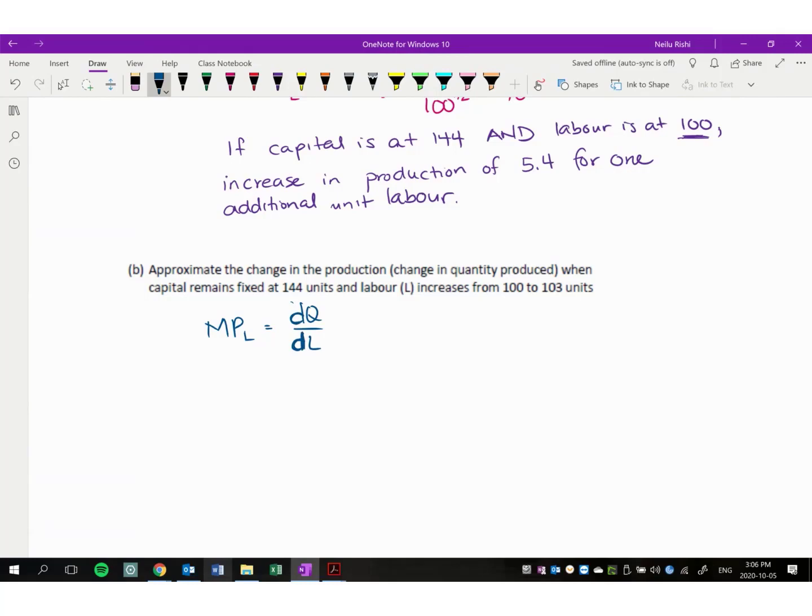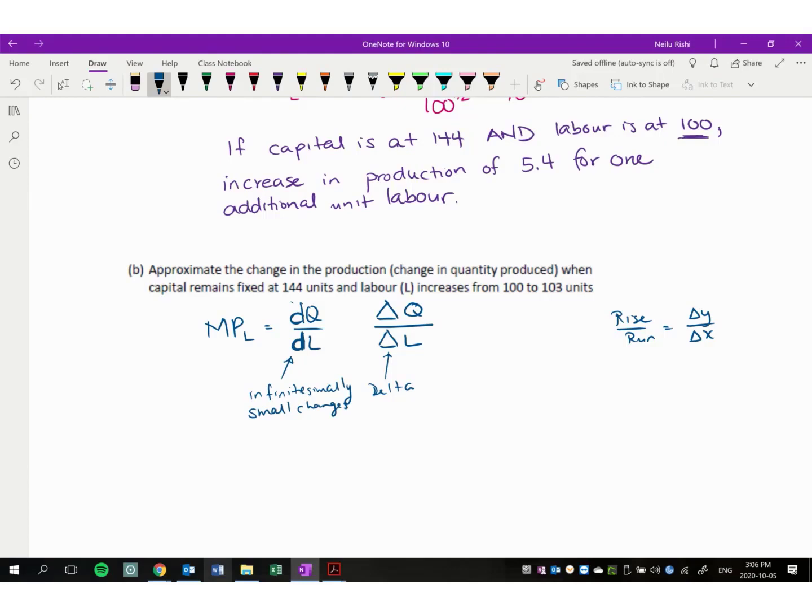And in Greek, d is delta. And we use delta for bigger changes. Well, not big changes, still small changes, but not infinitesimally small change. So if we have change in quantity over change in labor, do you remember rise over run would be change in y over change in x? This is called delta. And the d's here are just infinitesimally small changes.